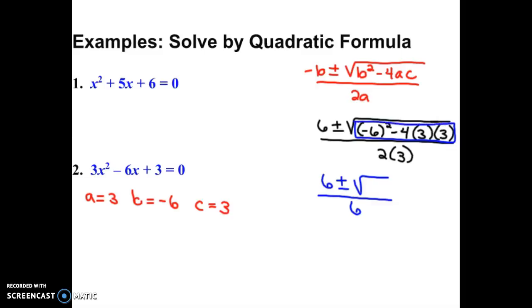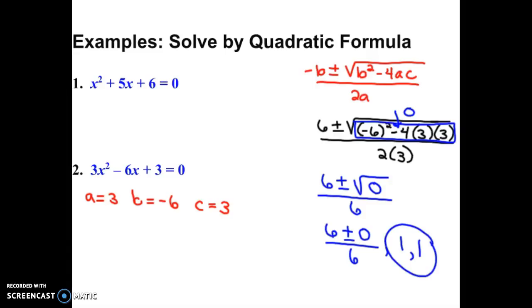I'm going to type that in my calculator. When you do, you figure out that answer is 0. Okay, a 0 is really underneath the radical. The square root of 0 is actually 0. So you get 6 plus or minus 0 over 6. 6 plus 0 is 6, divided by 6 is 1. And 6 minus 0 is 6, divided by 6 is also 1. So those should be our two answers.